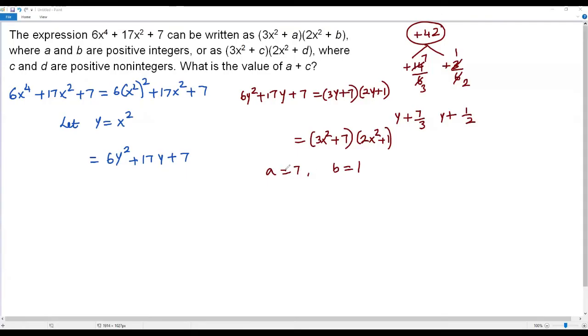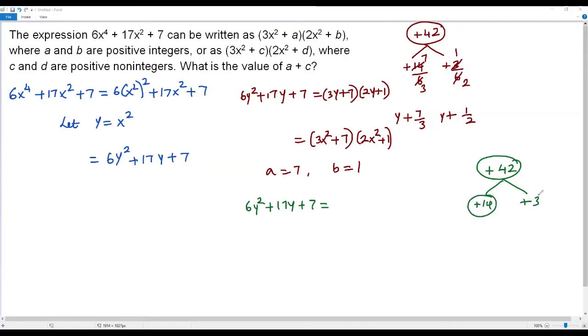Now let's factor the same quadratic expression again, so that I get two factors in this form where c and d are non-integers. Okay, now let me do it. So 6y^2 + 17y + 7 equals, now the same thing again. I have to multiply the constant 7 by the coefficient of y^2. When I do so, I'm getting 42. So I'm getting two factors as I've done over here, that is 14 and 3.